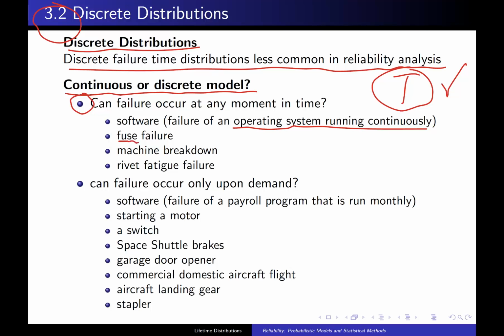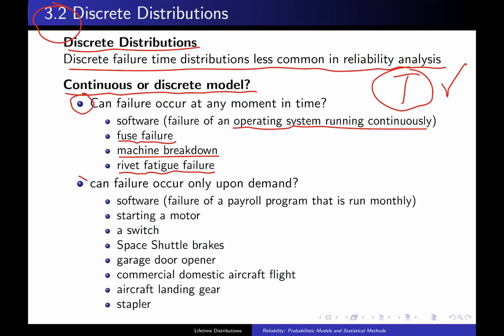Another example, if a fuse is subject to failure and failure can occur at any time, then that fuse has a continuous lifetime. If a machine in a job shop is used continuously, its breakdown time is easily modeled by a continuous random variable. Likewise, if there is a rivet which is subject to fatigue failure, then that's an example. If the stress on that rivet is on a continuous time basis, then a continuous random variable T is appropriate.